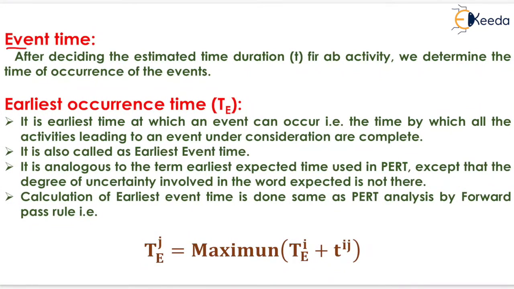Now the next topic is the event time. After deciding the estimated time duration T of activity, we determine the time of occurrence of the event. Now earliest occurrence time, that is Te.